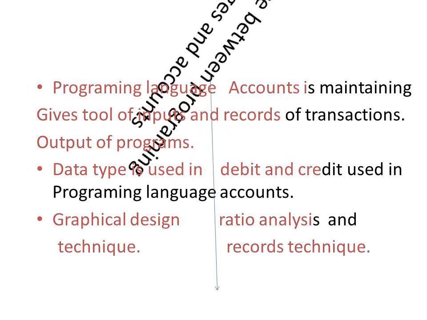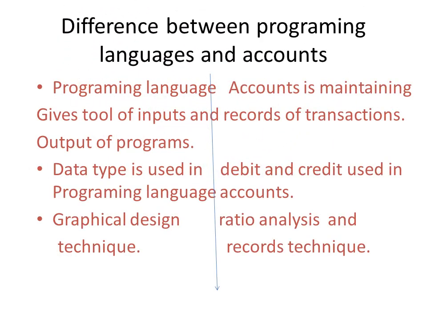In this slide, I will explain the difference between programming languages and accounts. A programming language gives tools of input and output. For example, if you create a project such as robotics, we have to include some code. Whatever input you mention in the coding, that input coding must be reflected in the output of the program. That's why it is mentioned. Accounts is simply maintaining a record of transactions, as I already told in previous slides.